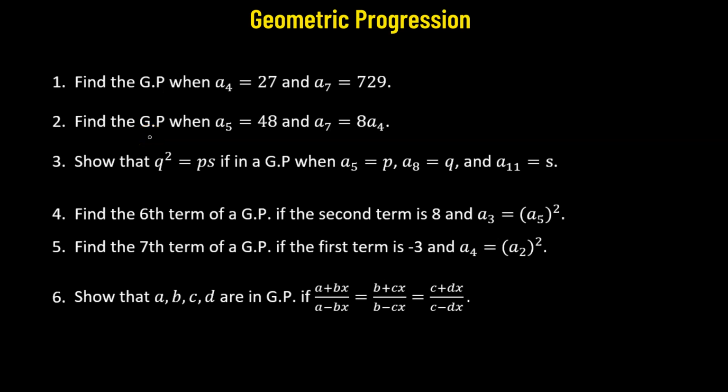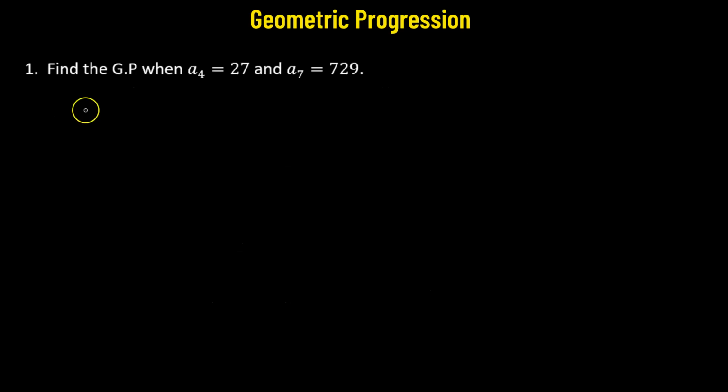Let's solve a couple of problems based on geometric progression. I'll begin with our first problem. So we need to obtain the geometric progression whenever the fourth term is 27 and the seventh term is given by 729. So let's begin.